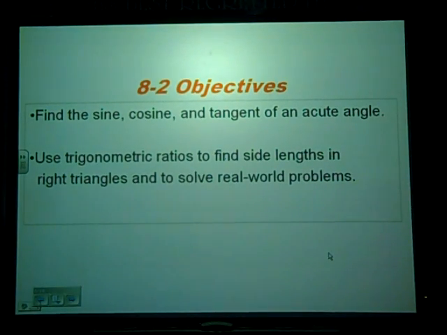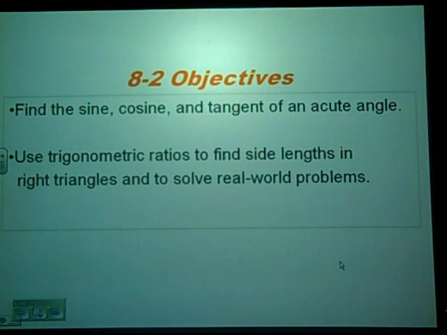We're going to look at finding the sine, cosine, and tangent of an acute angle, and then using these ratios, sine, cosine, and tangent, to find side lengths of right triangles, which we can then apply to any real-world situation that has a triangular bent to it.